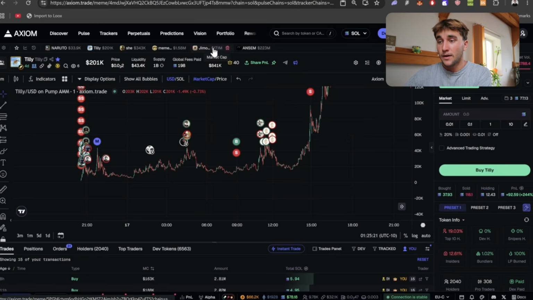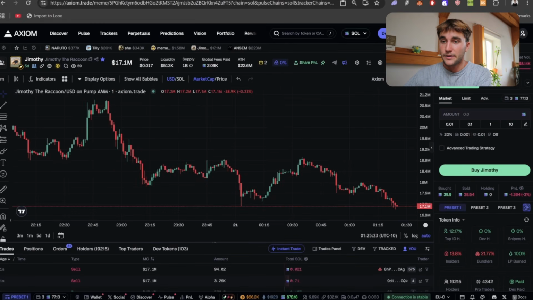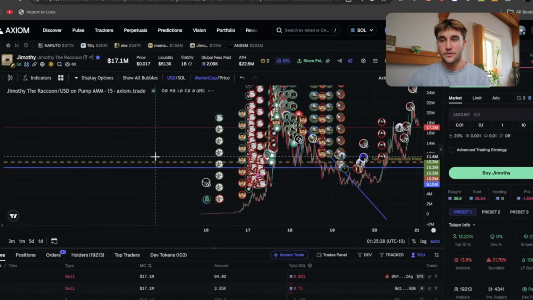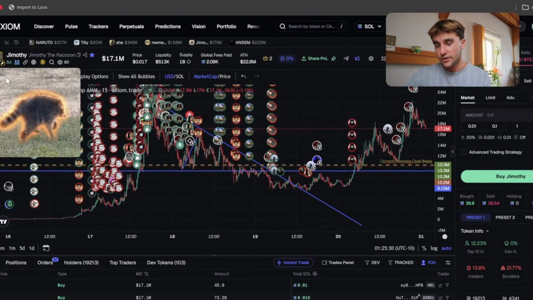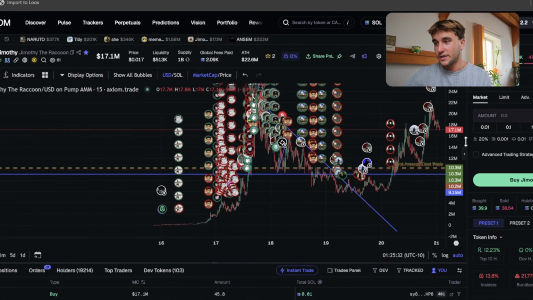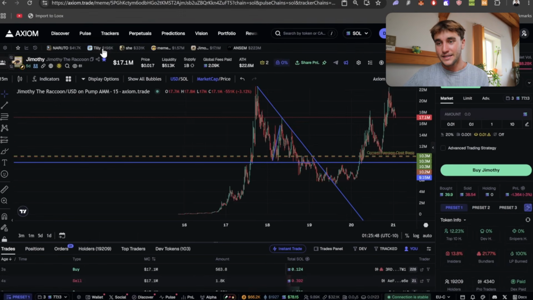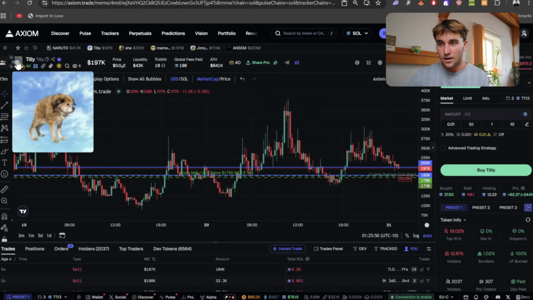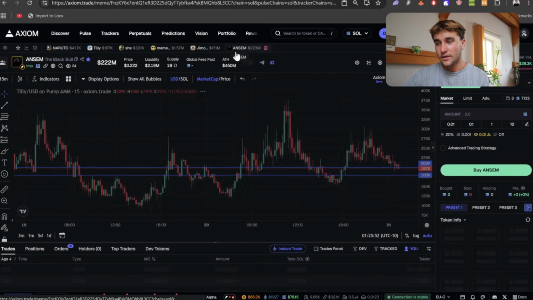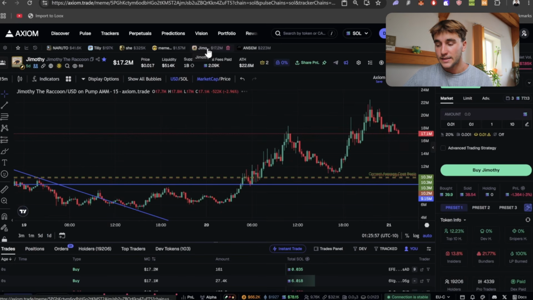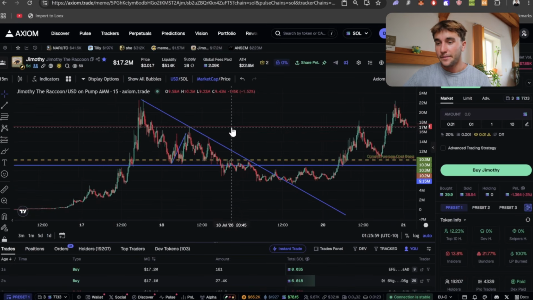So what did I actually look for in Tilly, and how did I know this was gonna go up? We have the main runner, Jimothy here. If you guys haven't heard about this, it is like a little midget raccoon. Basically has no spinal cord, looks hilarious. And this coin recently just went insane, 21 million. Basically, Tilly is a dog version of this raccoon. So that's why I thought it would do good, and I was actually able to buy Tilly, since I missed Jimothy.